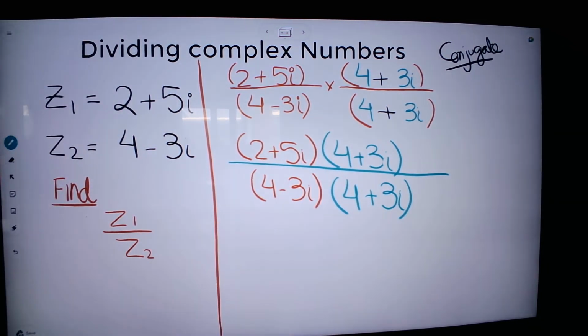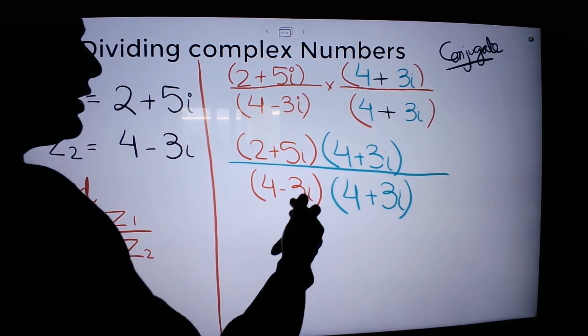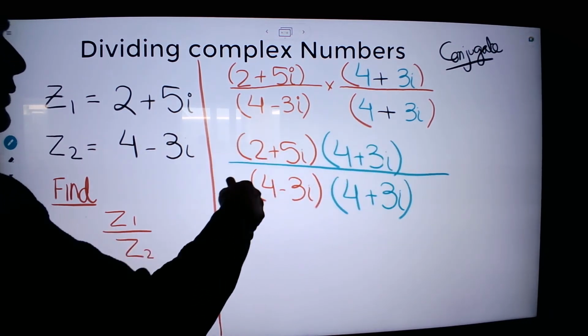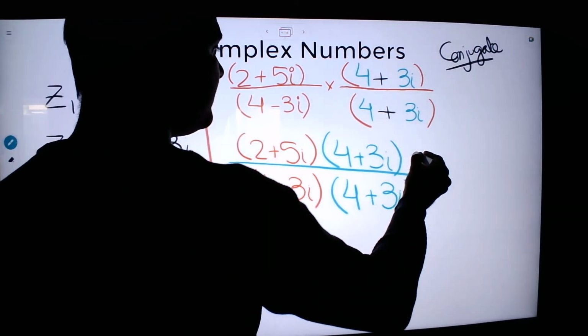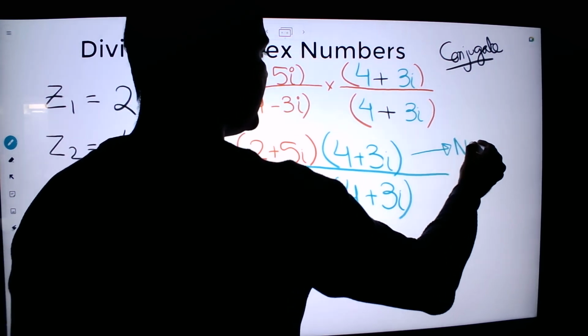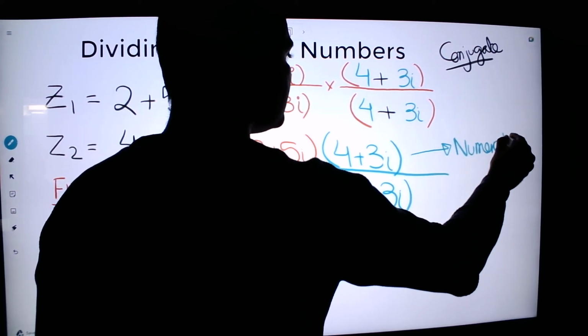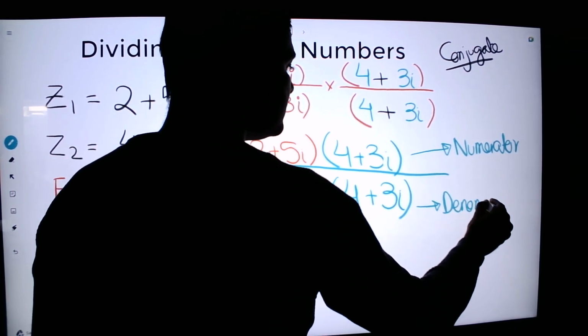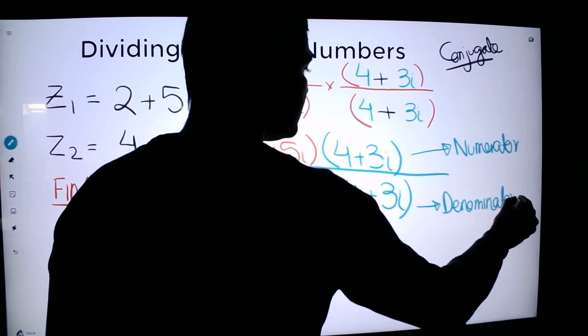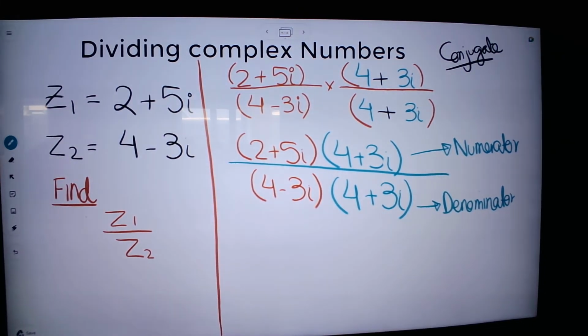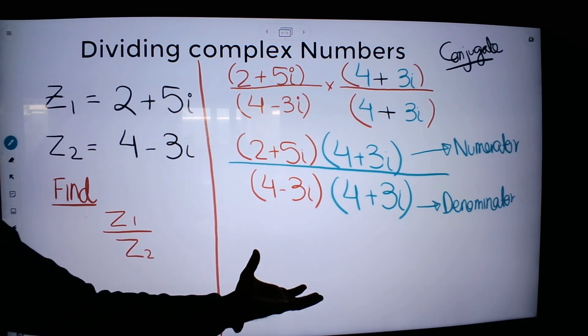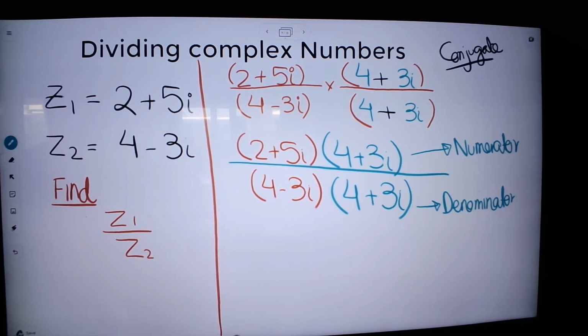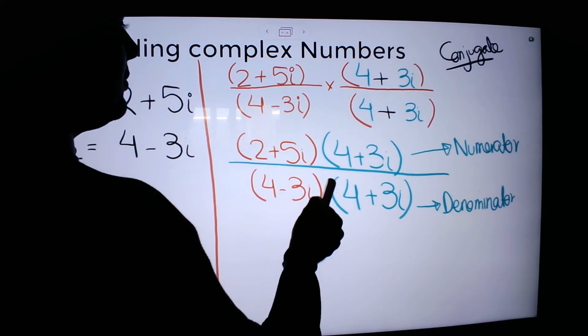The top one you know how to multiply: first, outer, inner, last. So I will do that on a separate one and put the answer here. This one I call the numerator, and that one is the denominator. Let's do the top one, 2 plus 5i and 4 plus 3i. The answer I will put here, much easier.